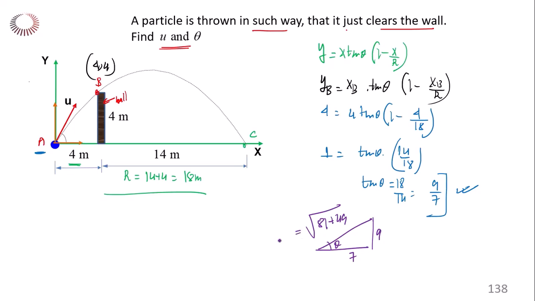130. So that is root of 130. So that means the value of sin theta is how much? Sin theta can be said as 9 by root of 130. What is cos theta? Cos theta is 7 by root of 130.